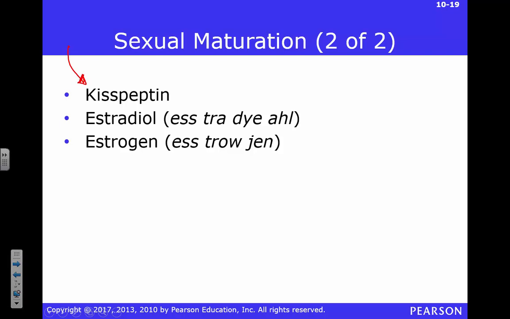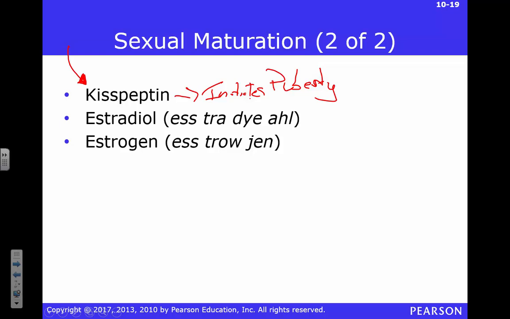There's this guy called kisspeptin. Kisspeptin is a hormone that initiates puberty. Anybody know why it's called kisspeptin? It was this. Go ahead. It was discovered in that part of Pennsylvania where they make the Hershey, Pennsylvania. Yeah. It was at the campus there in Hershey, Pennsylvania.